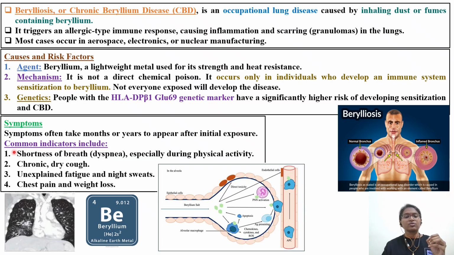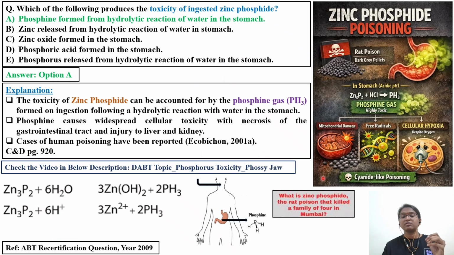Okay, so these are the various symptoms you can see with respect to berylliosis. Now we'll see another question, the third, which was taken from ABT recertification year 2009, something related to zinc phosphide poisoning. So the question is, which of the following produces toxicity of ingested zinc phosphide?